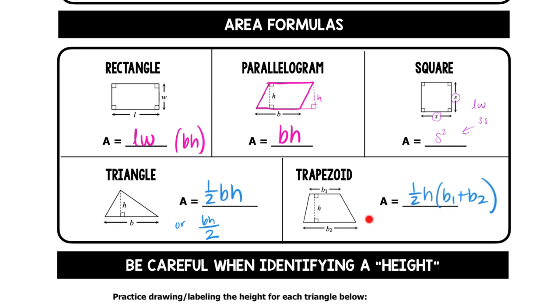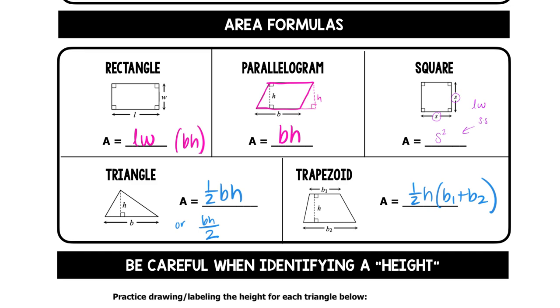It's kind of like the formula for a triangle. Triangle is 1/2 base times height. This is really like 1/2 base times height. You just have 2 bases. So we're doing half of the bases added together times the height of the trapezoid.